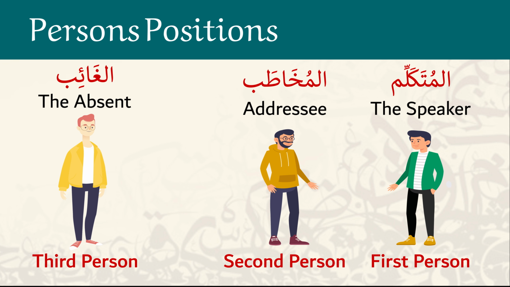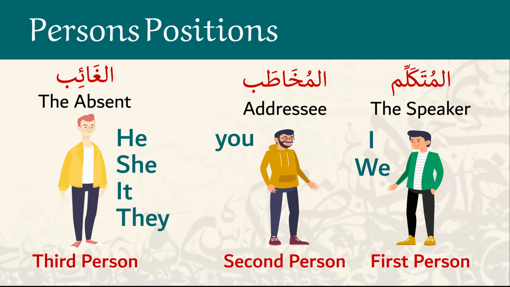We call him that as he is not involved in the conversation. Maybe he is in the same place, but he is not participating in the conversation. That's why we call him absent, غائب. So we have first person, second person, and third person, and each person of those has its own pronouns. First person uses I and we in English. Second person is using only one pronoun, you. And third person has he, she, it, and they.